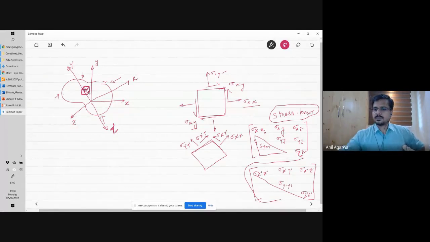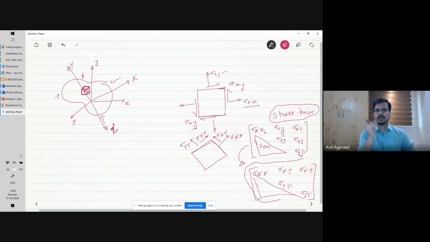So what it means is that in these 9 quantities inside the stress tensor, there must be something that remains unchanged, even though I change from here to here. The stress tensor may change, but there must be some things that do not change, which actually represent the stress state uniquely.